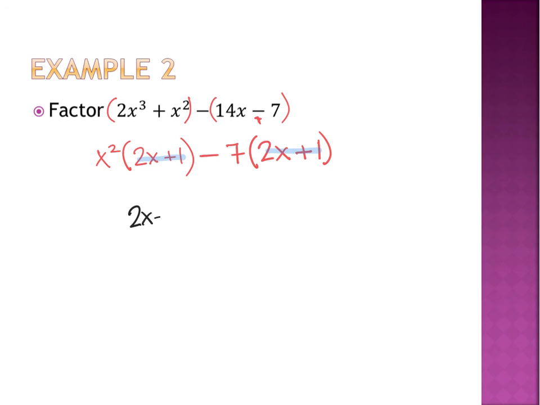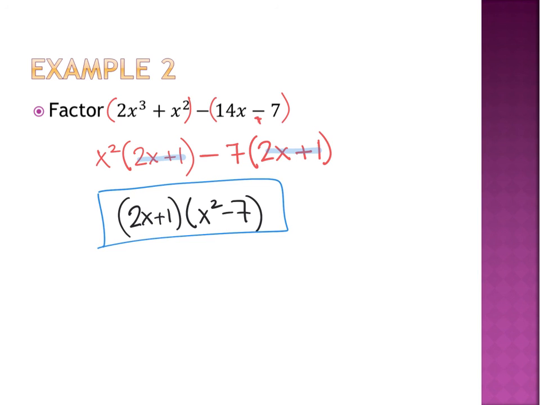So I have 2x plus 1, and then the stuff that is left over is going to be the x squared minus 7. I cannot simplify 2x plus 1 anymore. And although x squared minus 7 looks like a difference of two squares, 7 is not a perfect square, so this is completely factored as well. And that makes these my final two factors.